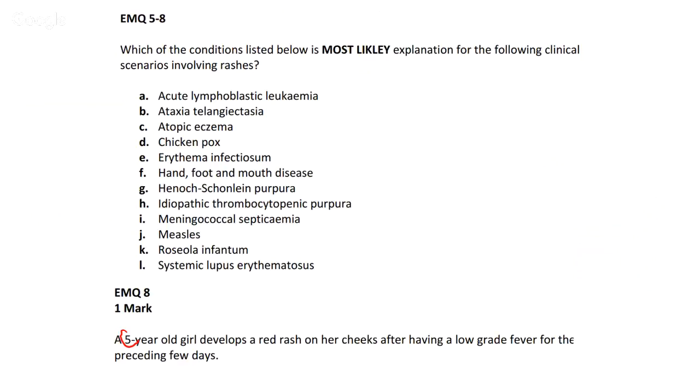Five years old, red rash on her cheeks after having a low-grade fever for the preceding few days. What is it? Is it that? No. Is it that? No. Is it that? No. Is it that? Yes. Why do they include low-grade fever?